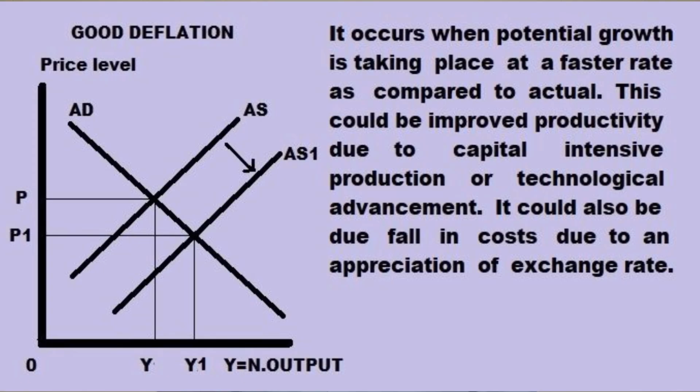However, in the other case, now see the second diagram of good deflation. You will notice there that the aggregate supply curve is shifting rightward. When the aggregate supply curve is shifting rightward, price level is going down, but simultaneously you can see that national output is increasing from Y to Y1. And when national output is increasing, the unemployment rate is falling.